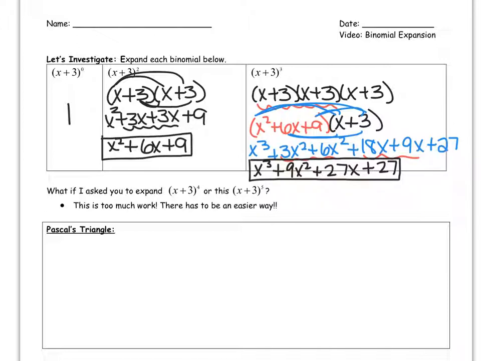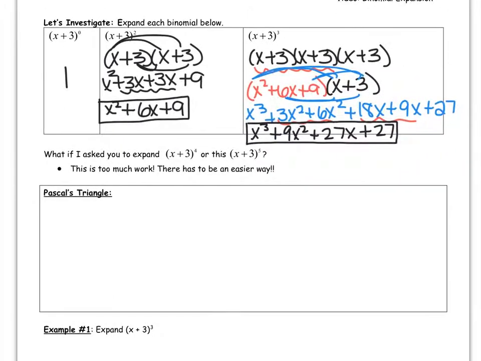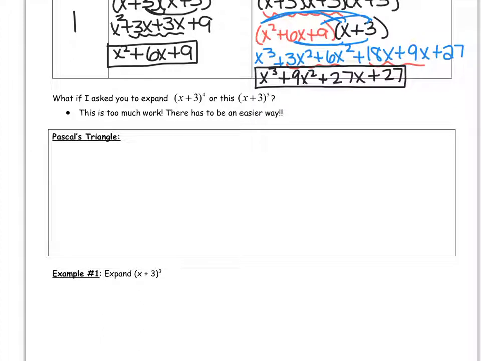Now the question of the day is what if I asked you to expand x plus 3 to the fourth or x plus 3 to the fifth? It's honestly going to be too much work, and there has to be an easier way, because I could say x plus 3 to the 10th if I wanted to, and who wants to do this 10 times, right? So the first thing that we need to talk about is something called Pascal's triangle. And what it does is it gives us the coefficients of the expansion.